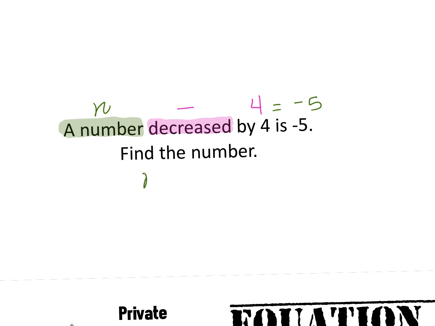Find that number. So I need to first write my equation. And n minus 4 is equal to -5. So now I'm going to do the inverse to find out what n equals. That means that if I'm subtracting 4, I need to add 4. So n equals -1. I'm still going to go check, and I'm going to say, is -1 decreased by 4 equal to -5? Is -1 decreased?